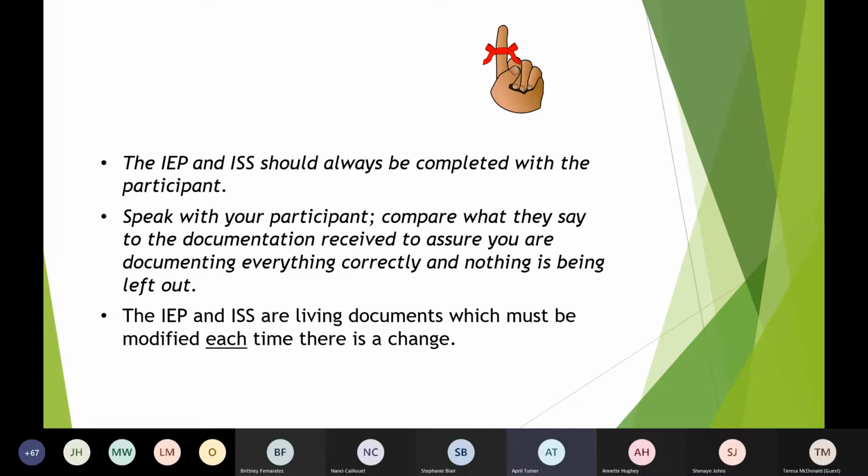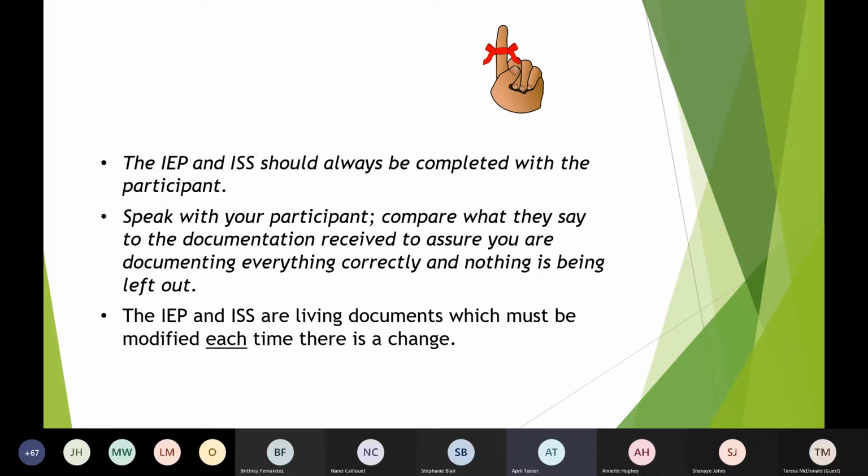Reminders. The IEP and the ISS should always be completed with the participant. This is not a form that is used the same for everyone. It is not our decision what the participant is needing or wanting. It is theirs. This is their voice. This is them telling us what they want. And we need to make sure and listen to them.